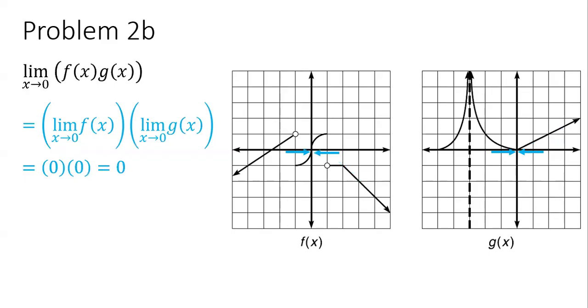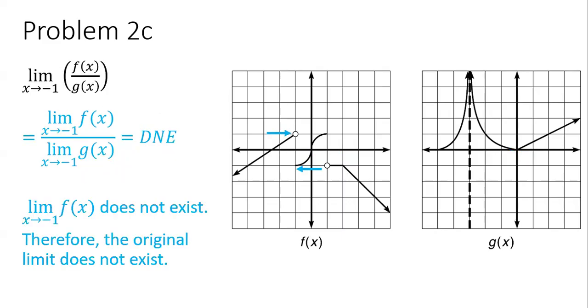Part B, again, we just use a different property. We can find the limit of f times the limit of g. So what's the limit of f as x approaches 0? It's 0. And similar for g, the y value is approaching 0 as well. So it's 0 times 0, which is 0.